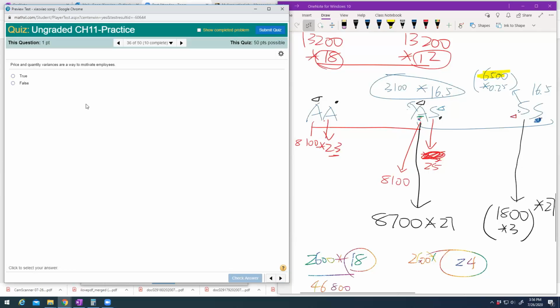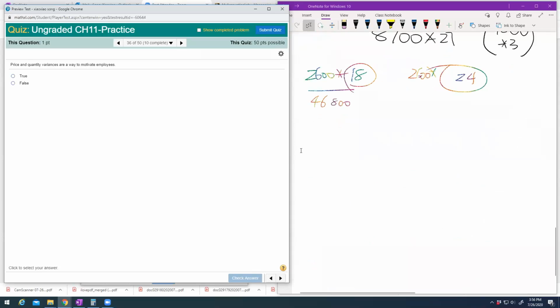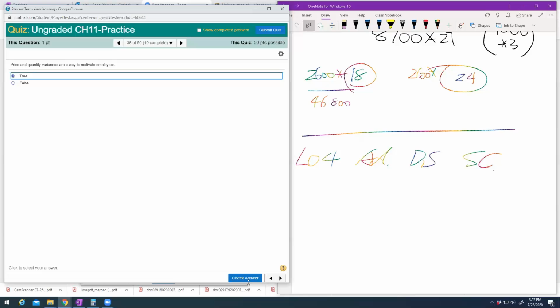Okay, next one. Price and quantity variances are a way to motivate the employee. Yeah, this is a learning objective 1, 2, 3. Learning objective 4, right? So you should know the advantages and disadvantages of standard cost. Good thing is it can be used to motivate the employee.